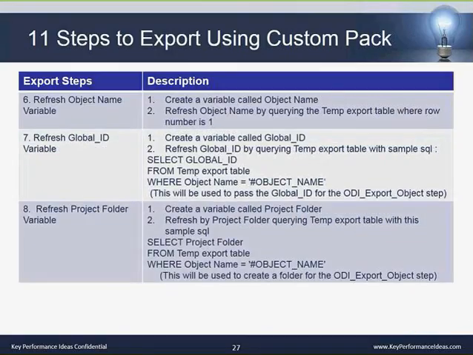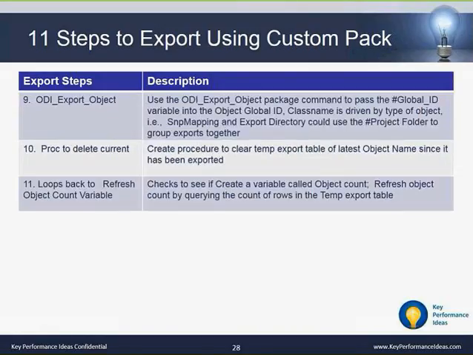And so you can see right here, we're going to walk through basically refreshing variables, and then we're going to go through, again, like I said, the ODI export object is the key here. So we're going to identify an object to export. We're going to create variables to identify which object we're going to export. And then we're going to run the ODI export object. And then once that object's been exported, again, we're going to loop through the table and make sure that the last object we process gets deleted, and then we're going to come back and say, all right, are there any more objects to export?